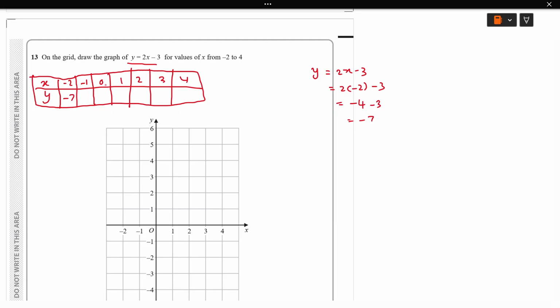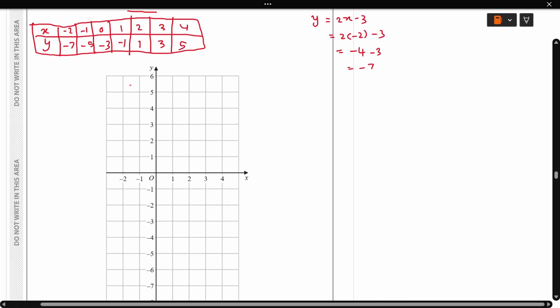We need to substitute every value the same way. So when you substitute -1 here, -2 minus 3 is -5. Then when you put 0 here, we'll get -3. Then when you put 1, we'll get -1. Next, when you put 2 here, we'll get +1, because 4 minus 3. Next, for 3 we get 3, and for 4 we get 5.